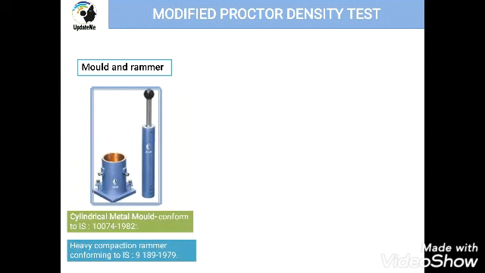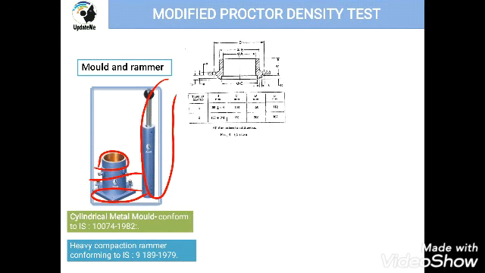Mold and rammer. This one is the cylindrical mold. It is divided into three parts: first the collar, second the main cylindrical mold, and third the bottom plate. This one is the rammer, 4.9 kg weight. The cylindrical metal mold conforms to IS 10074 and the heavy compaction rammer conforms to IS 9189.